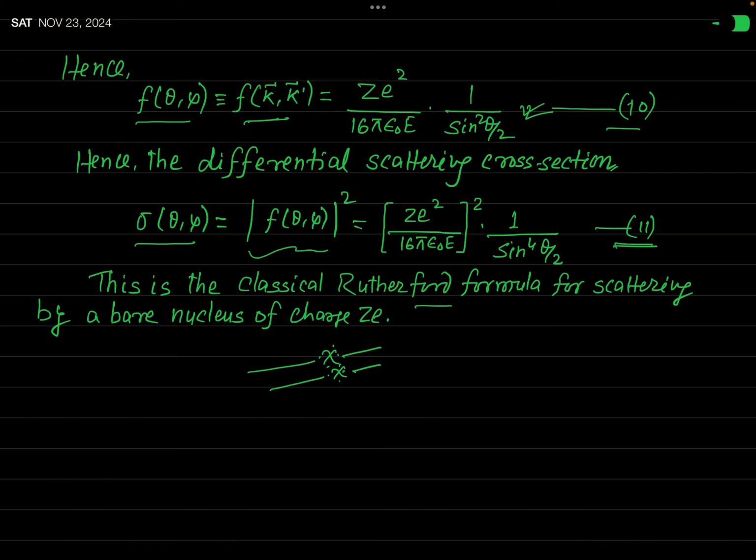So in this way we can find the differential scattering cross section due to scattering by a spherically symmetric potential using the Born approximation. I hope you have understood each and every step clearly. Thank you very much.